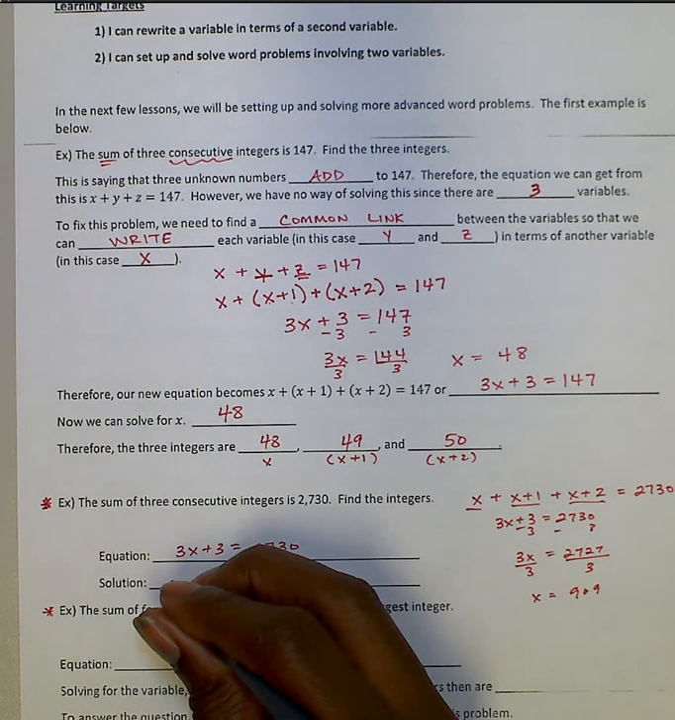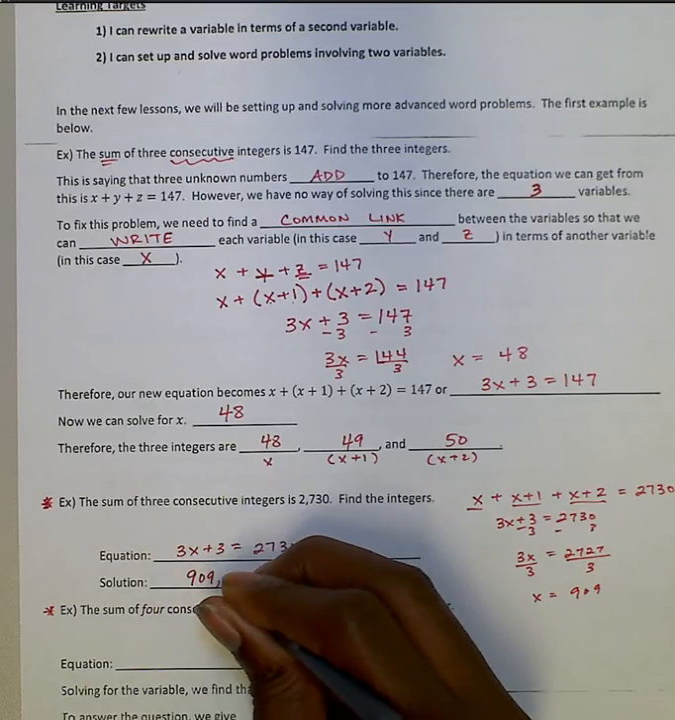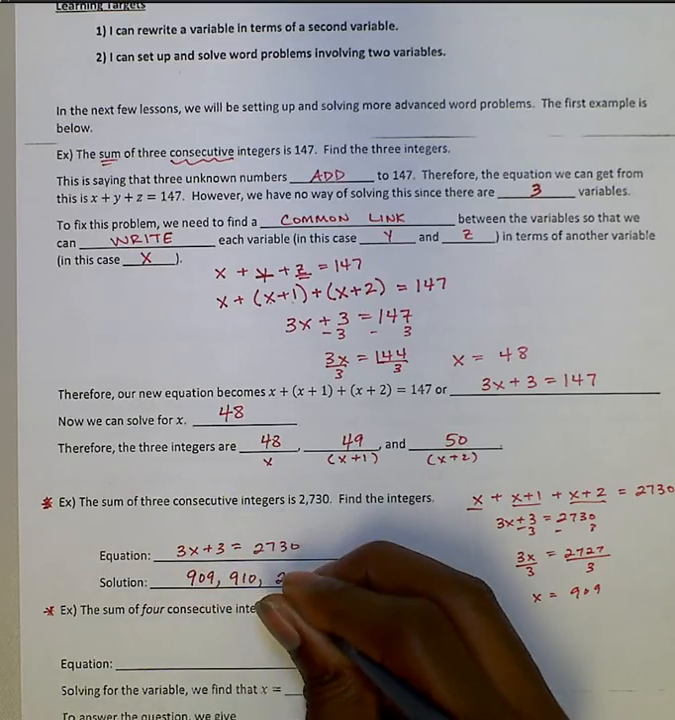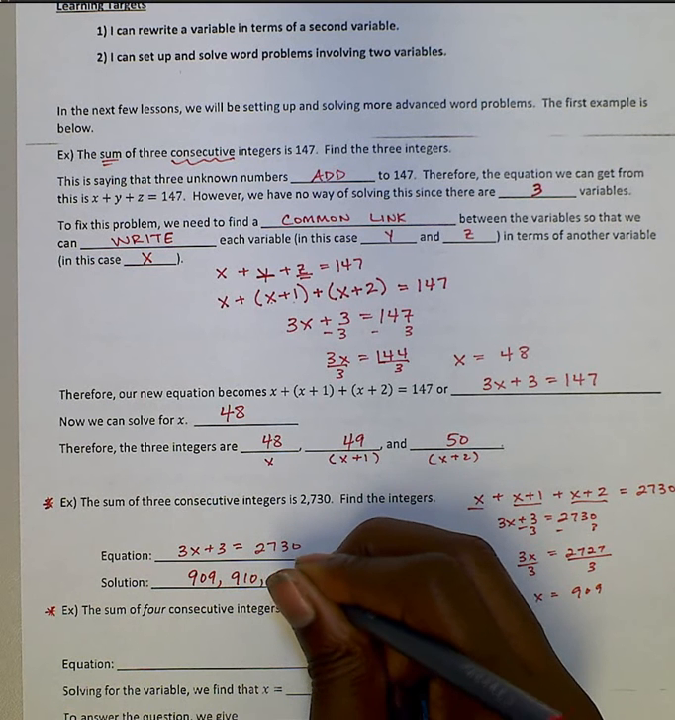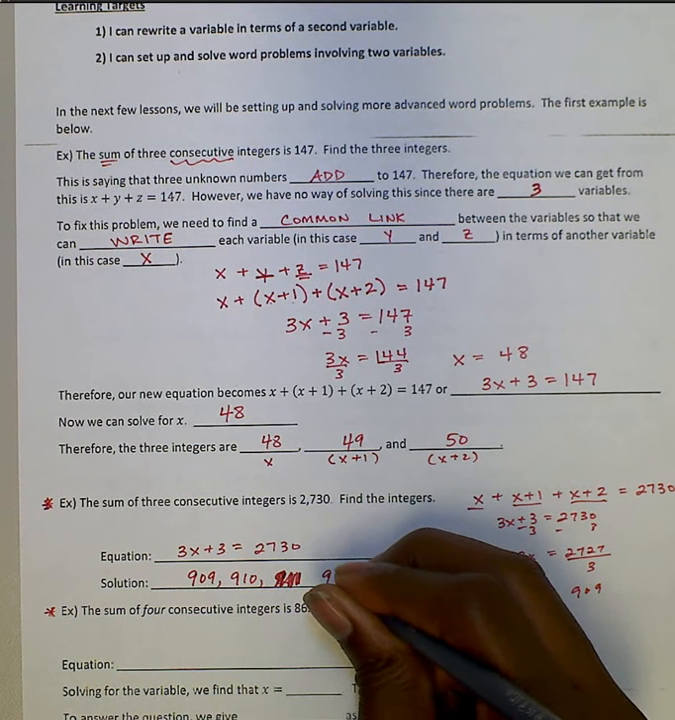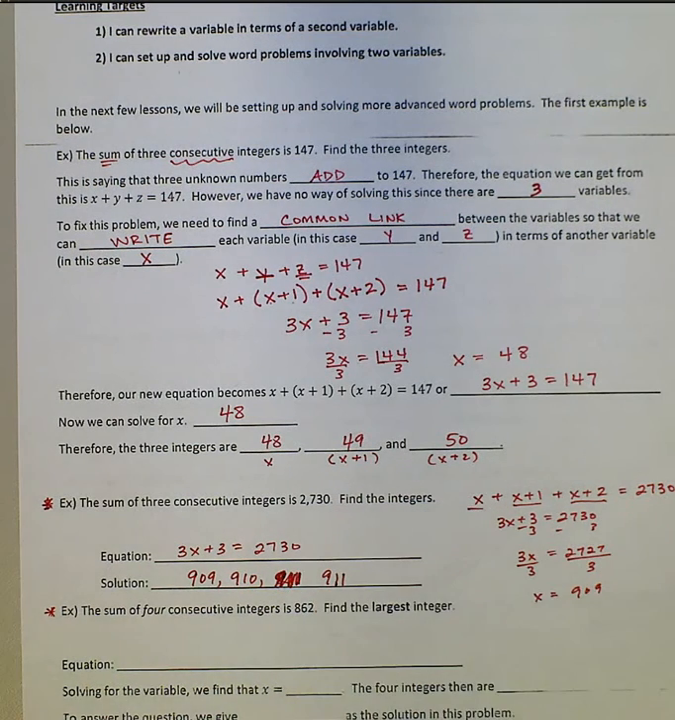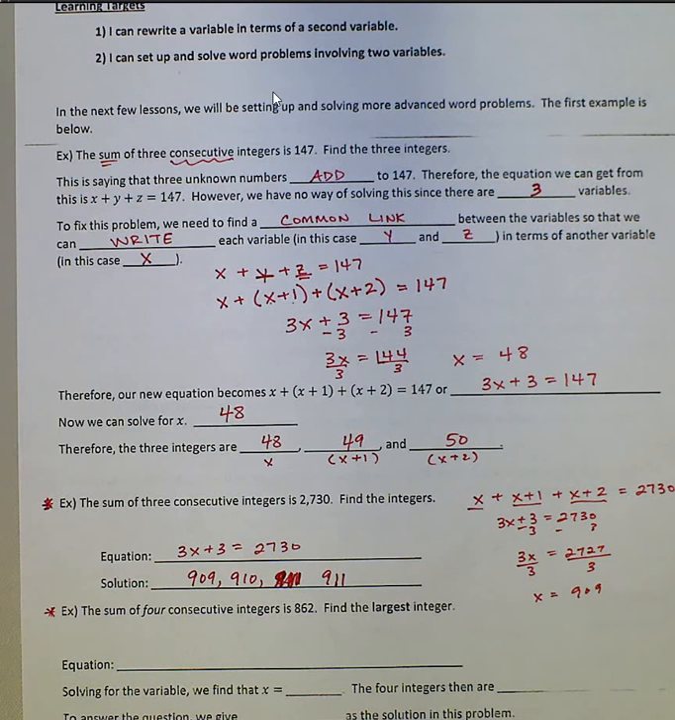So it says find the integers. 909 would be the first. 910 would be the second. 911 will be the third. I'm going to scratch that out and just write it. And you can always check these numbers in your calculator to make sure, does this add up to what I'm looking for? And we see that it does. Okay, so there are checks for these.